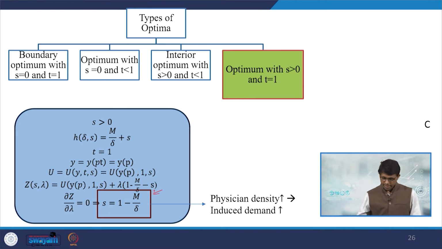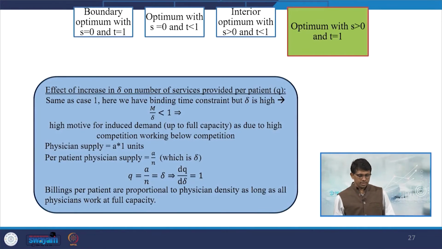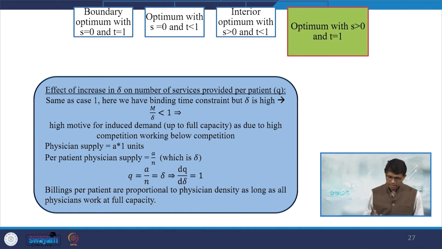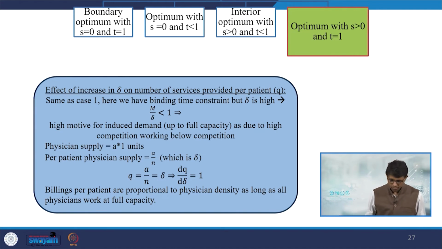So, as delta increases, or the induced demand increases, physician density actually increases, alright. And the effect of increase in delta on the patient is that m upon delta is similar to that of the first case. Here we have binding time constant, but delta is high, hence m upon delta is less than 1. This implies high motive for induced demand up to the full capacity, as due to high competition they are working below capacity.